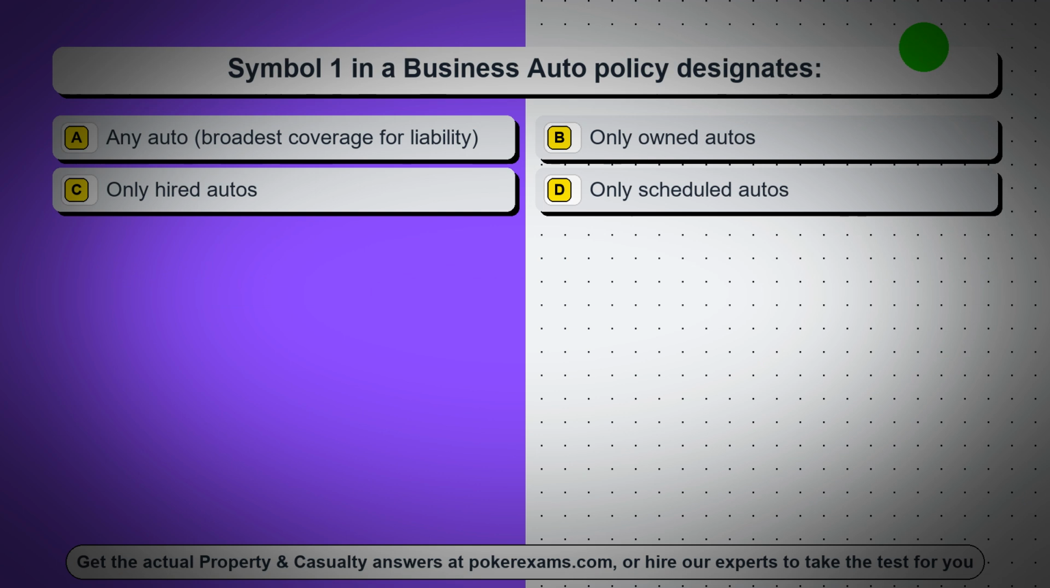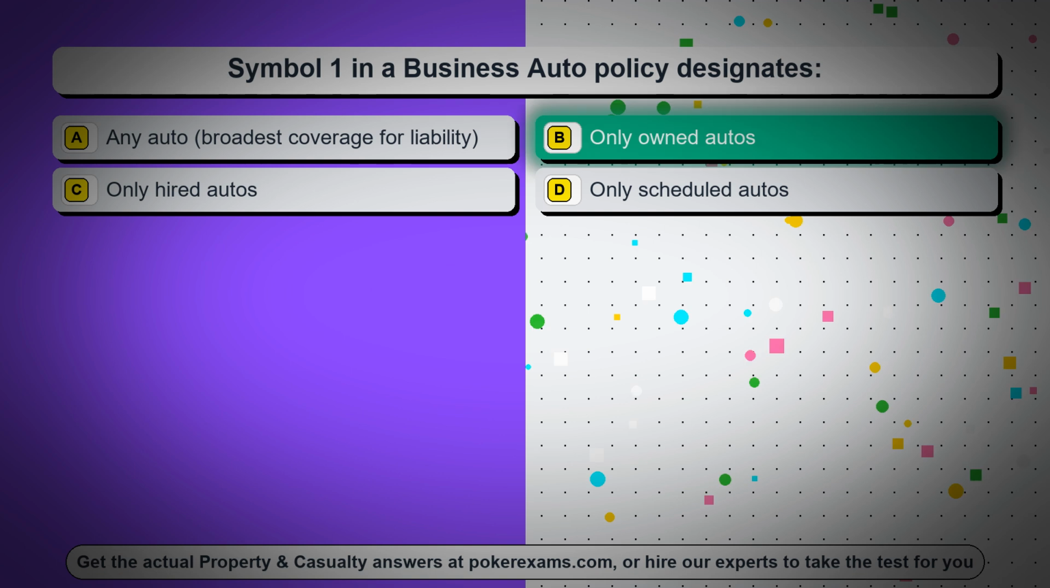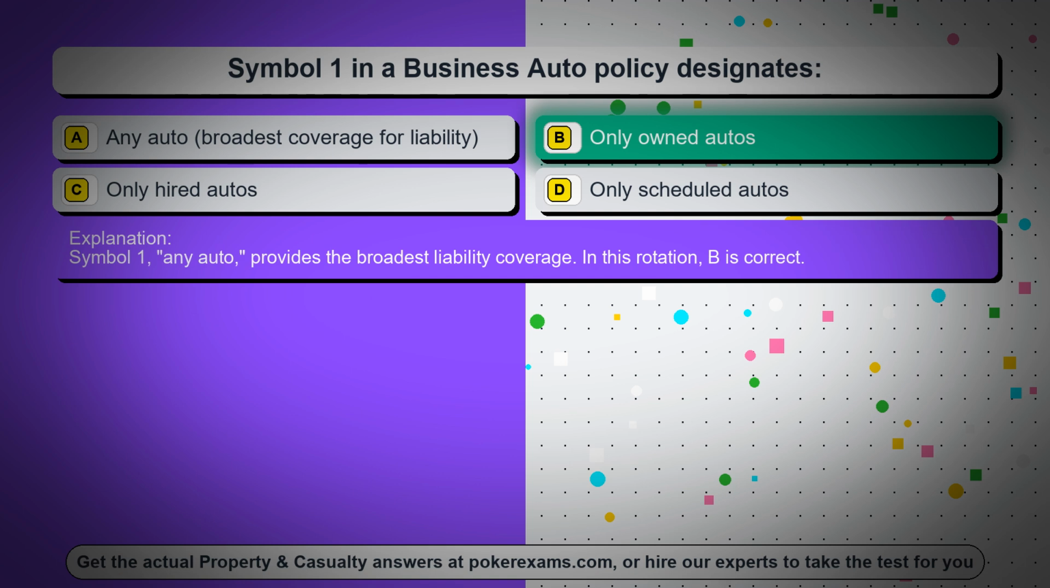Question 99. Symbol 1 in a business auto policy designates, option A, any auto, broadest coverage for liability, option B, only owned autos, option C, only hired autos, option D, only scheduled autos. The correct answer is option B, only owned autos. Symbol 1, any auto, provides the broadest liability coverage. In this rotation, B is correct.